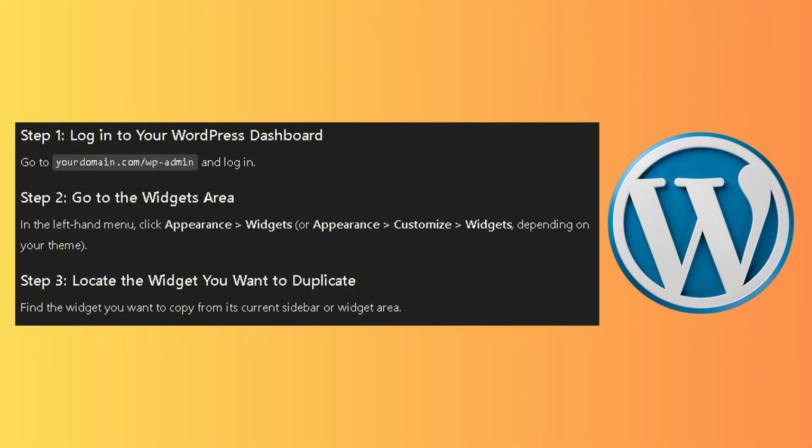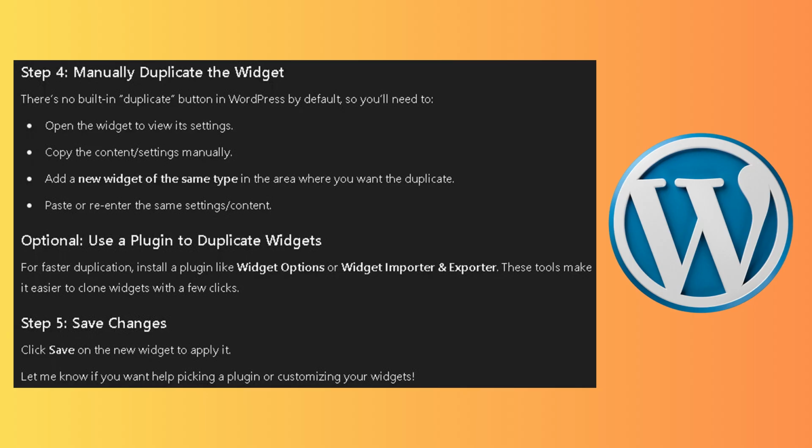Then, manually duplicate the widget. There is no built-in duplication button in WordPress, so you will need to open the widget to view its settings. Copy the content settings manually. Add a new widget of the same type in the same area where you want it duplicated. Then paste or re-enter the same settings content.